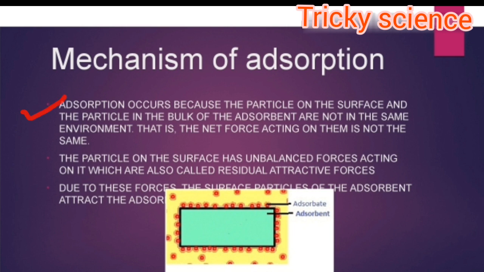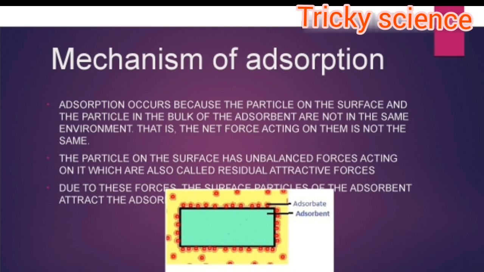Adsorption occurs because the particle on the surface and the particle in the bulk of the adsorbent are not in the same environment. That is, the net force acting on them is not the same. The particle on the surface has unbalanced forces acting on it, which are also called residual attractive forces. So due to these forces, the surface particle of the adsorbent attract the adsorbate particles.